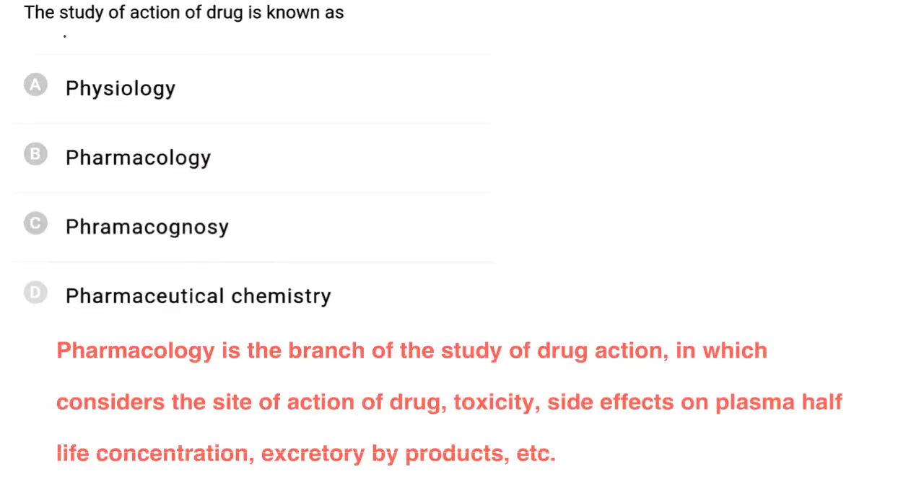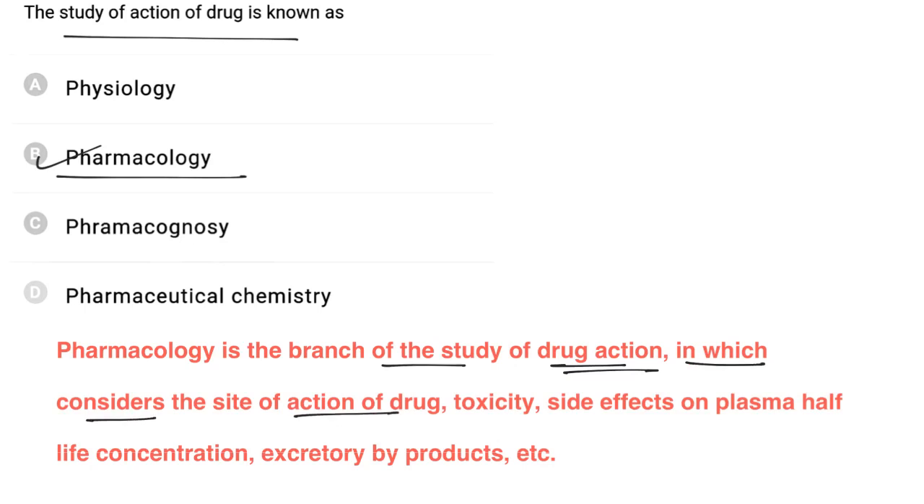The study of action of drug is known as pharmacology. Pharmacology is the branch of study of drug action which considers the site of action of drug, toxicity, side effect, plasma half-life, concentration, excretion, byproducts, etc., and hence correct answer is B.